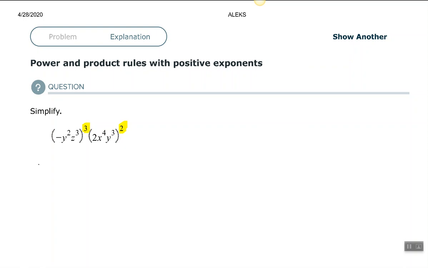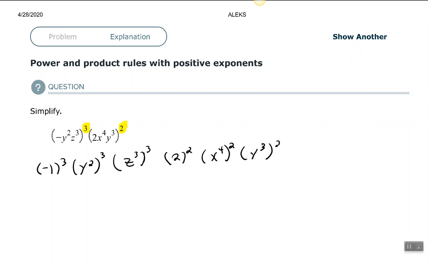All right, so start off, I have negative 1 to the third power, y squared to the third power, z to the third to the third power. Then from the second parentheses, I have 2 squared, x to the fourth squared, y to the third squared. All right, so now we have that written out. Let's take care of the power to the power rule.